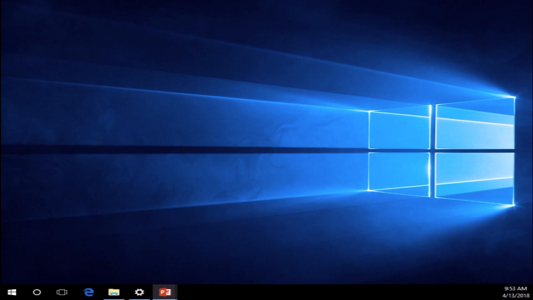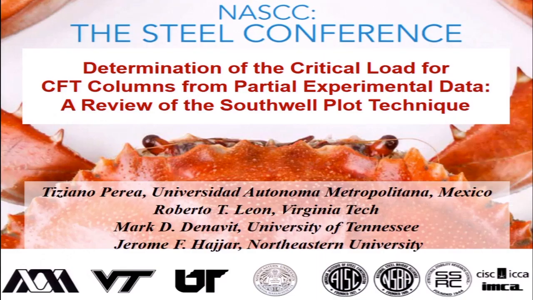So we have the next presenter, Dr. Abelter Leon from Virginia Tech. He's going to talk to us about concrete filled composite tube columns.